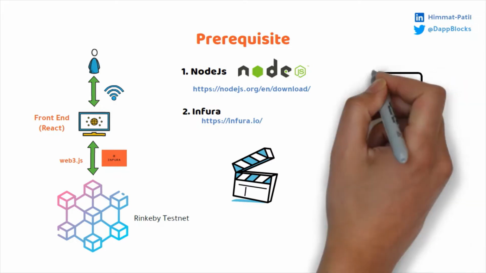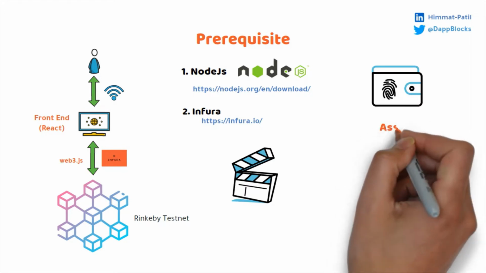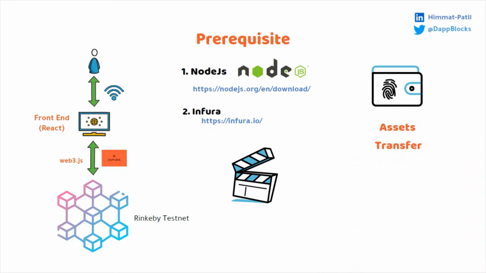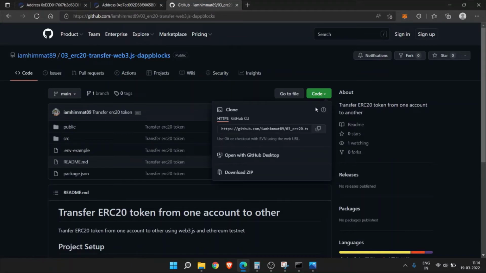In this tutorial, we will create our own crypto wallet and try to add some features like add asset, transfer asset, and track all the activities. You can find the GitHub link in the description below.